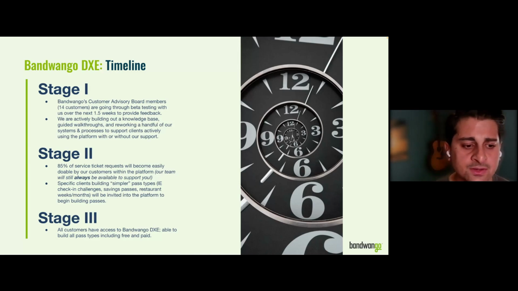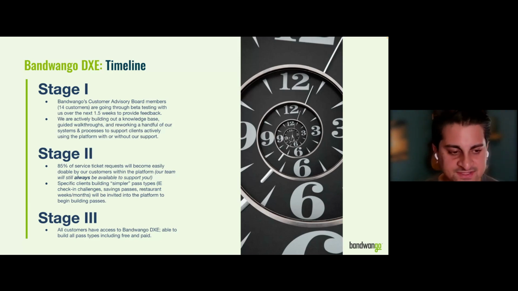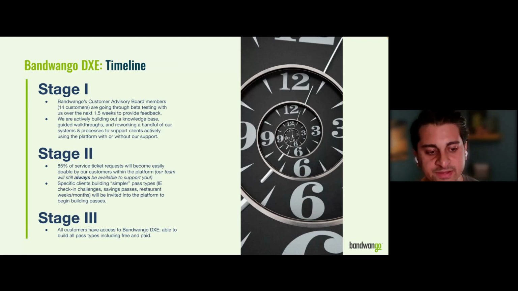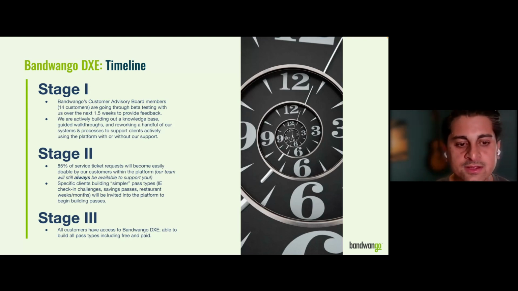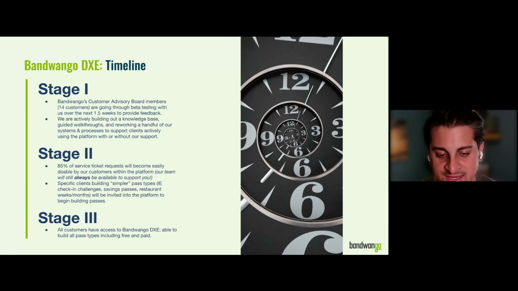The second part of stage 2 is enabling specific clients to start building some of what I call our simpler pass types. Check-in challenges, savings passes, restaurant weeks and restaurant months. We want to enable customers to be invited into the platform to begin building these passes. Between stage 2 and stage 3, we're working very diligently right now to enable paid items to be easily created in the system. So stage 3 is really where all customers have access to the new Bandwango DXE, and here we're able to create all pass types, including free passes and paid passes within the new system.